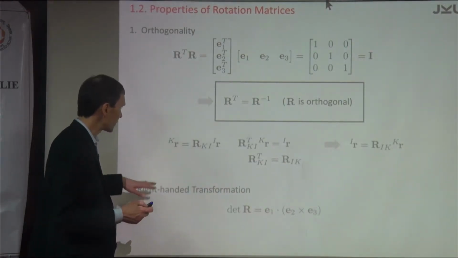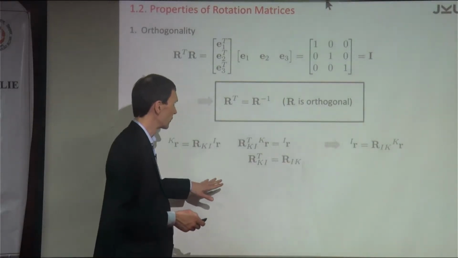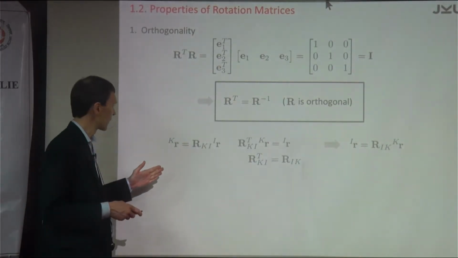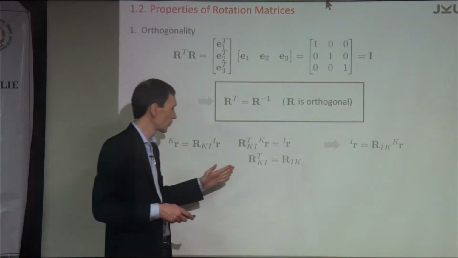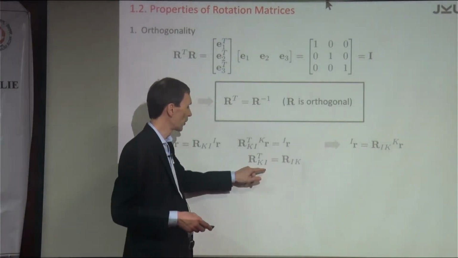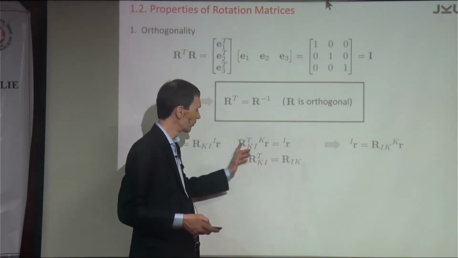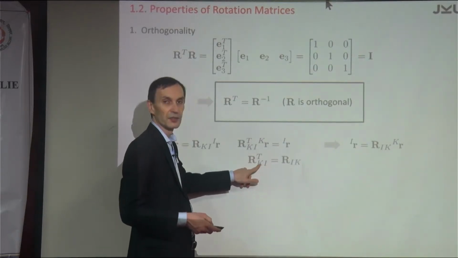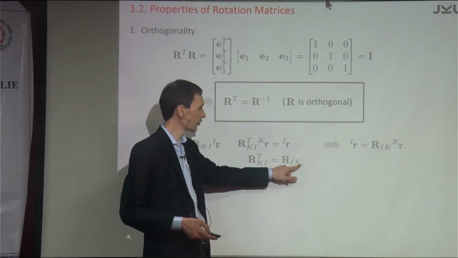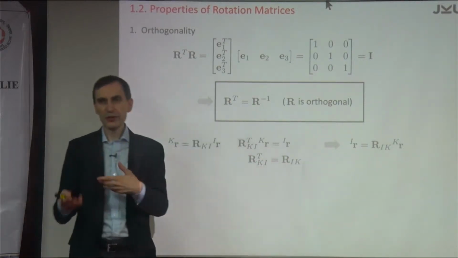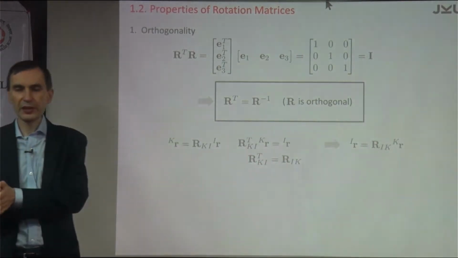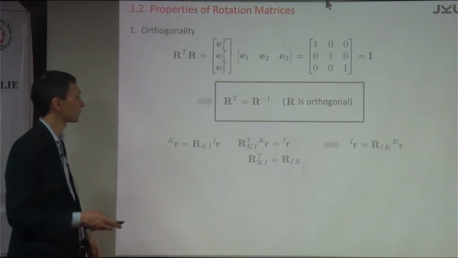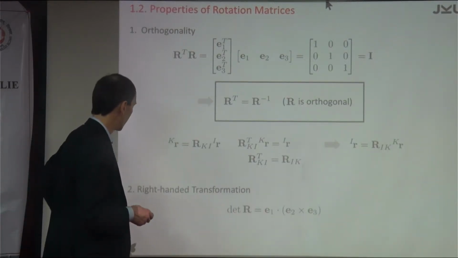Having said the transpose is the inverse, it is pretty easy to see that once you have the rotation matrix that transforms from I to K, you take the transpose and you actually get the one that transforms from K to I. So pretty simple. When you transform from one coordinate system to the other, you just take the transpose and you have the opposite transformation. And that's it.